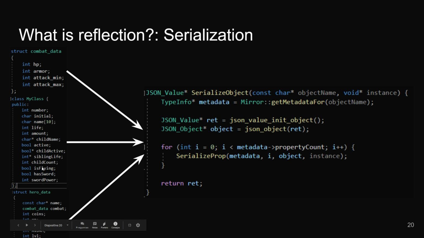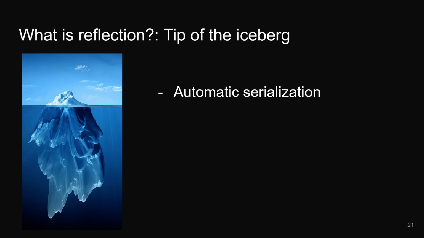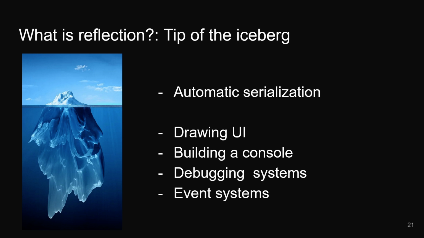Because instead of having to build different code for each object, we have the same code and different information for each object, which is provided to us by the reflection system, by Mirror. So this is one of the reasons why serialization is so useful. This is the tip of the iceberg, in a sense. We have many more applications that we might be able to discuss in the questions round, because I have no time in this presentation.